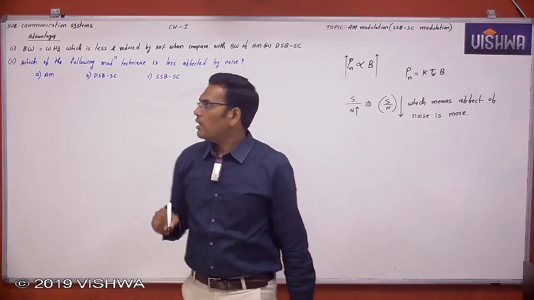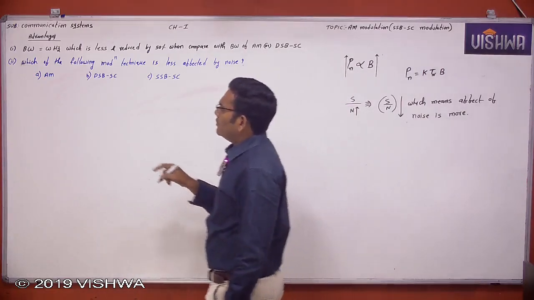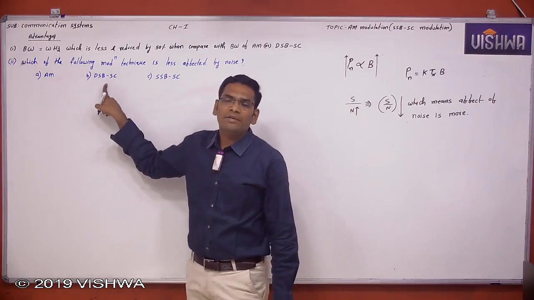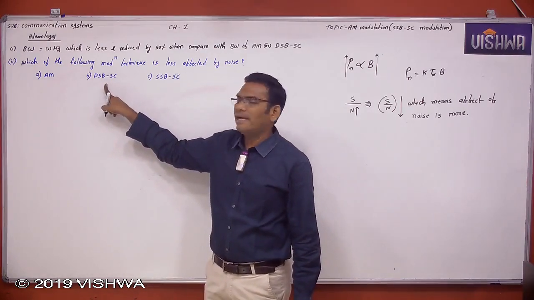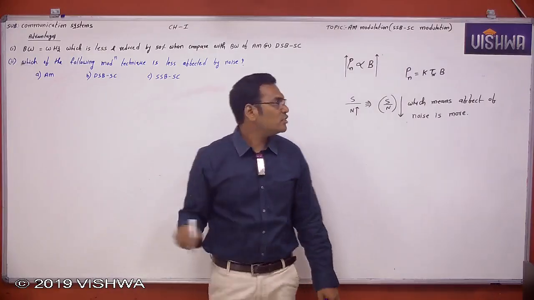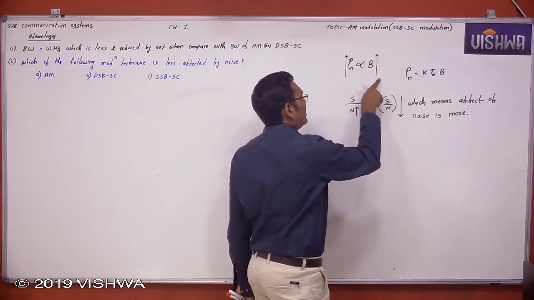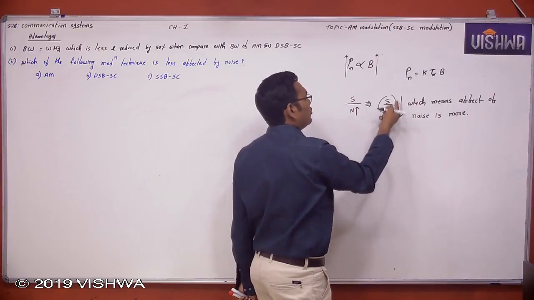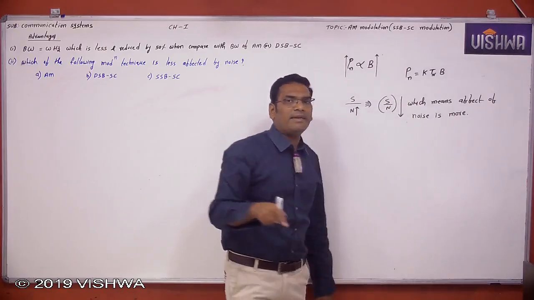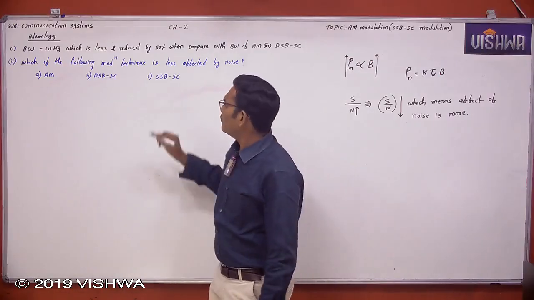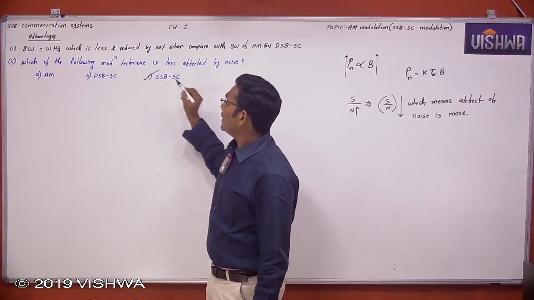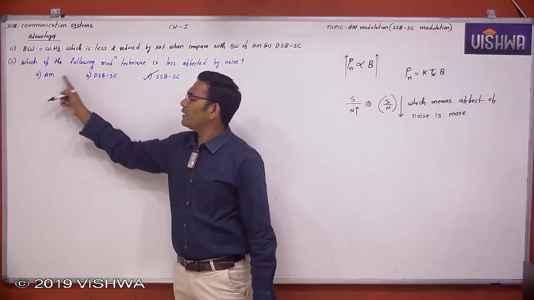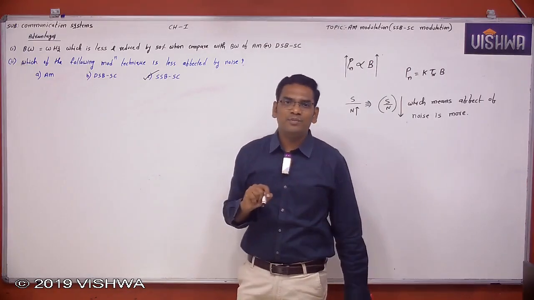Clear or not? Now you tell me: the bandwidth of AM is 2 omega, which is very high. The bandwidth of DSB-SC is 2 omega, which is very high. But the bandwidth of SSB-SC is just omega. When bandwidth is less, noise power is less. When noise power is less, the signal to noise ratio is more, so the effect of noise is less. Therefore, SSB-SC is less affected by noise when compared with AM and DSB-SC techniques.